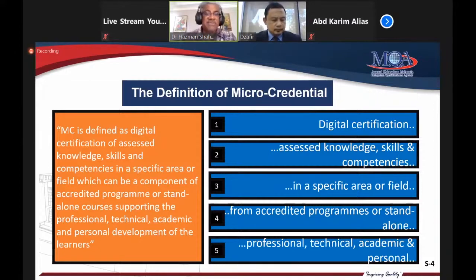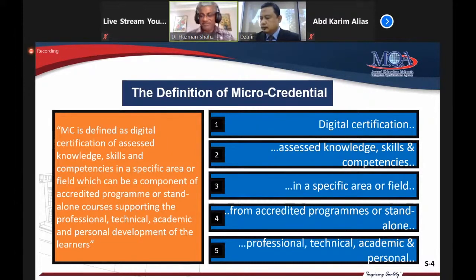Number two, it has to be assessed knowledge. So it's not just a matter of attendance. These micro-credentials must result in attestation about the learner's achievements, right? So there must be assessment, which is appropriate to the type of program that you are having in place, the type of micro-credential that you have in place.